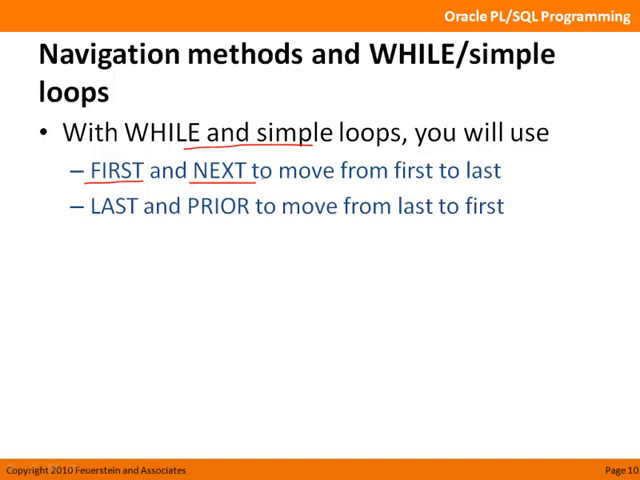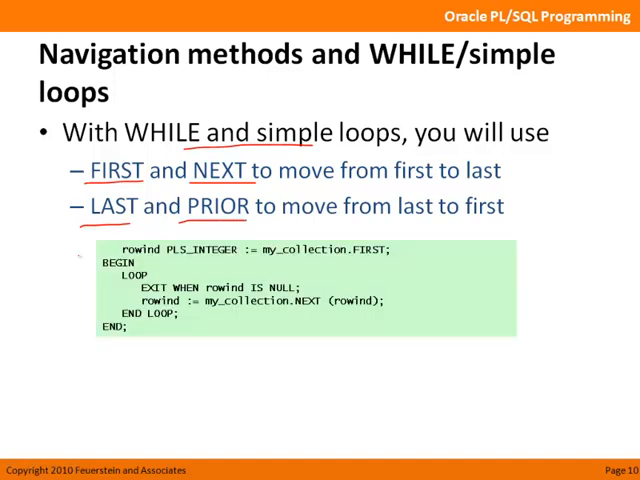If you want to go from the end of the collection to the beginning, then you start with last and use prior to go to the previously defined index value. So in general, your loops will look like this if I'm starting at the beginning and moving to the end. Declare my index value, initialize it to the lowest defined index value. And here's a simple loop. Exit when the row index is null. So in other words, there's nothing more to do, or the collection is empty.